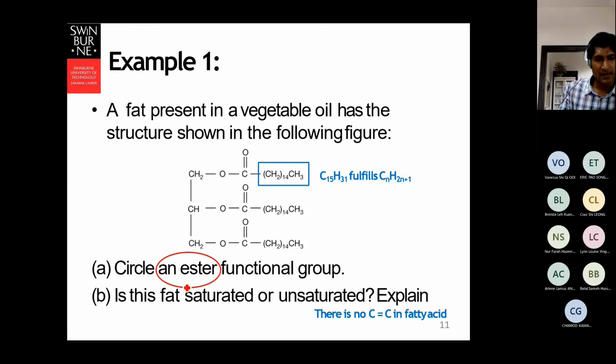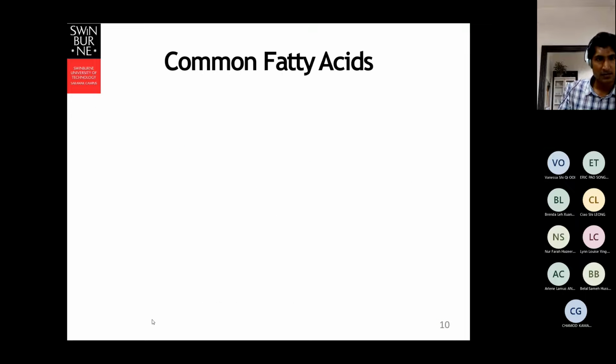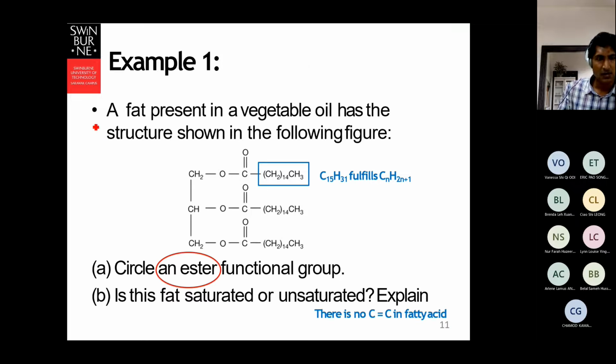Right, so common fatty acids, you have already seen them. Common fatty acids, that is the vegetable oil, and it says circle an ester functional group. So we know that this is an ester functional group, but it will be wrong to do it that way. We should do it in this way.